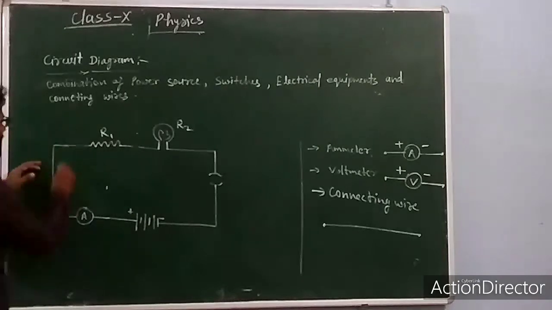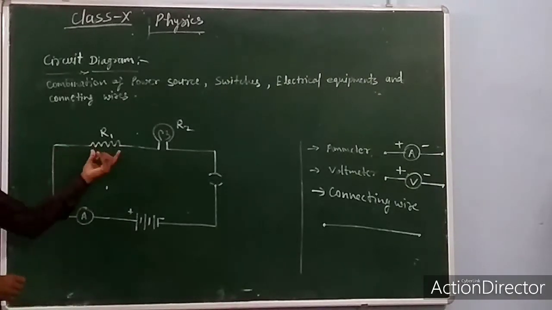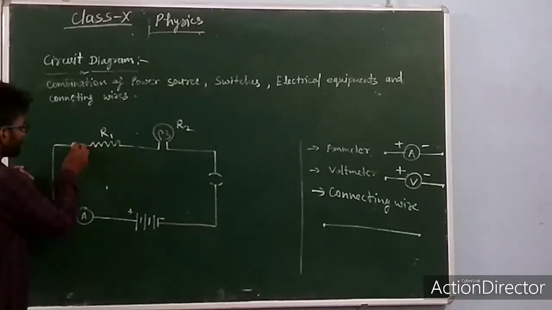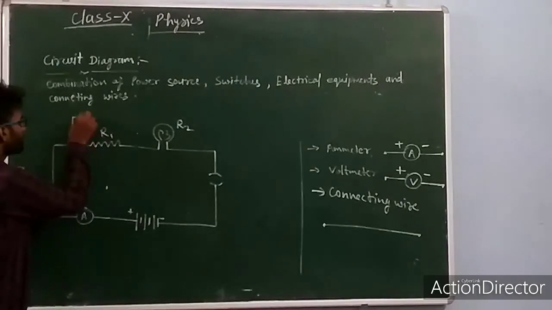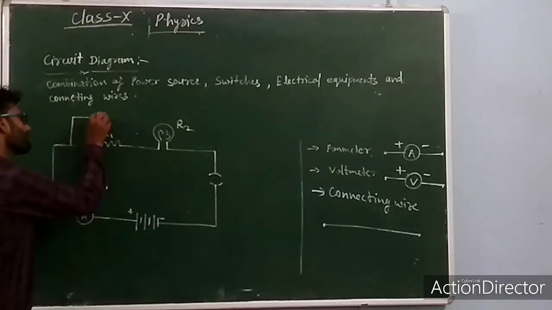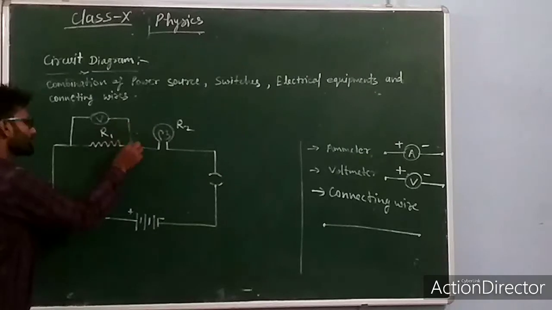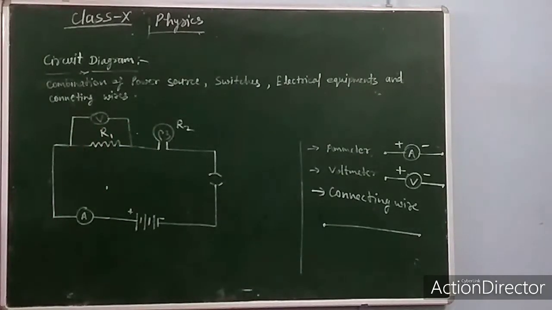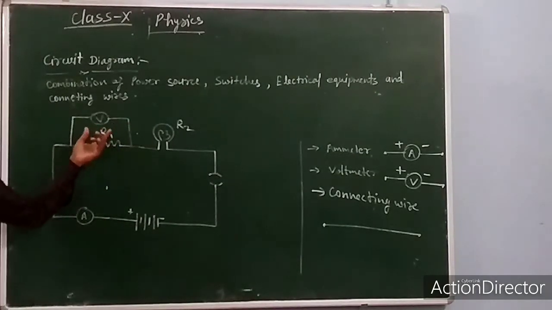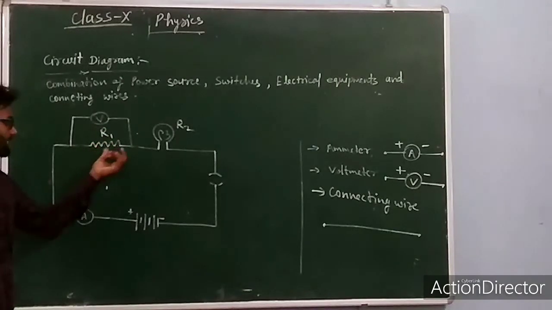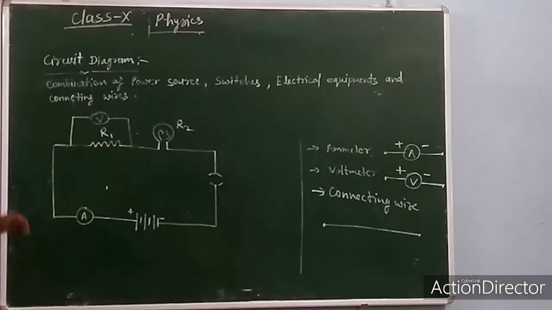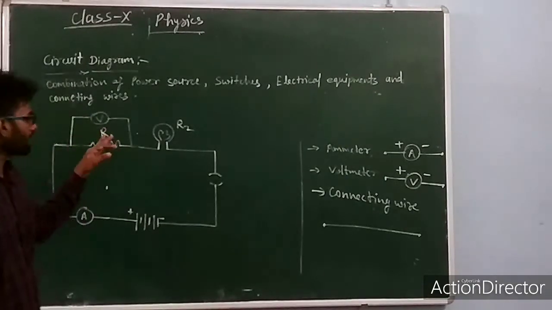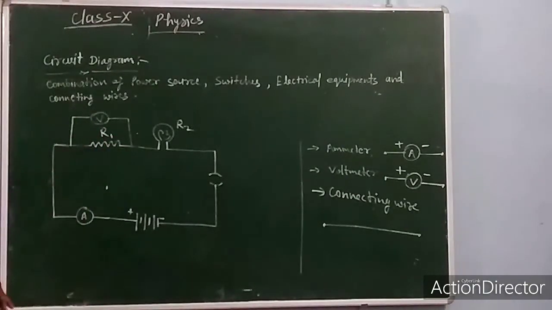Now, if we have to calculate the voltage across this resistance, what will we do? We will connect one voltmeter in parallel manner with this resistance R1. So, this will give us the value of potential drop across this resistor, right? So, this is one simple example of the circuit diagram.